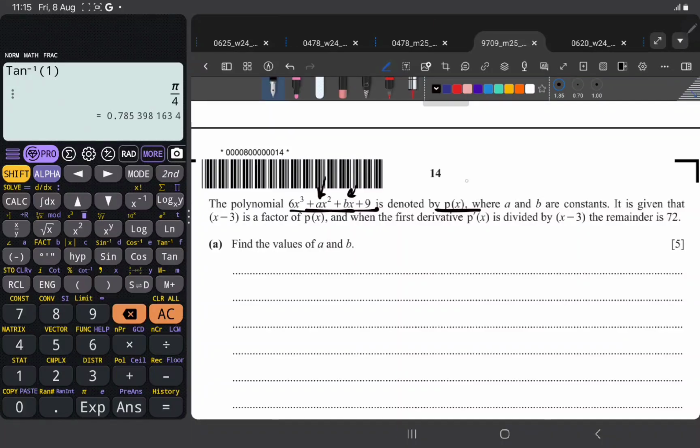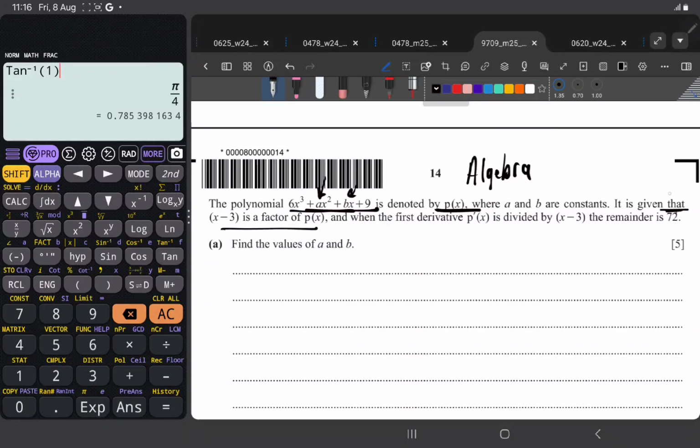This is another question from algebra, and they've given us a polynomial. It is given that x minus 3 is a factor of P of X. And when the first derivative is divided by something, the remainder is whatever. So you are going to convert. When you are doing a math problem and you read such statements, you have to convert them to meaningful mathematical things. They said it is given that x minus 3 is a factor of P of X.